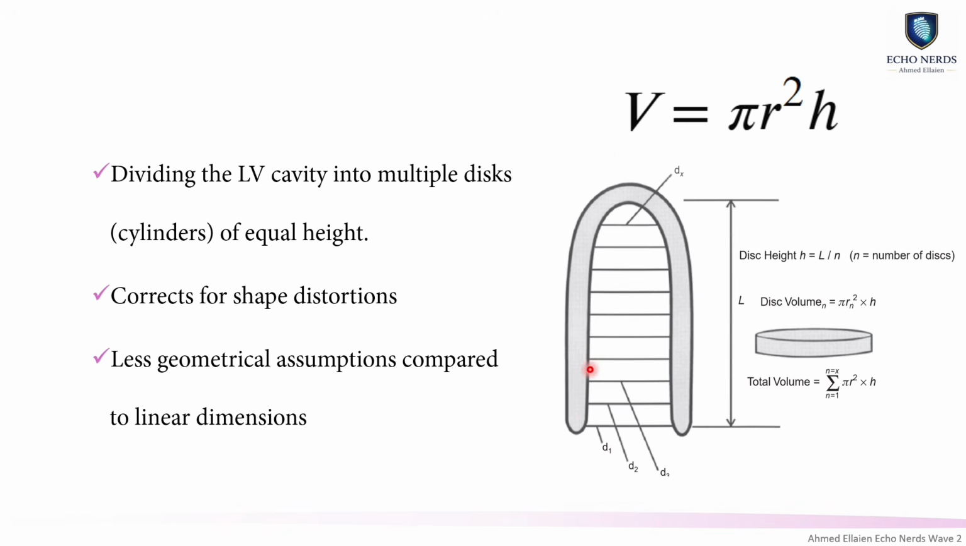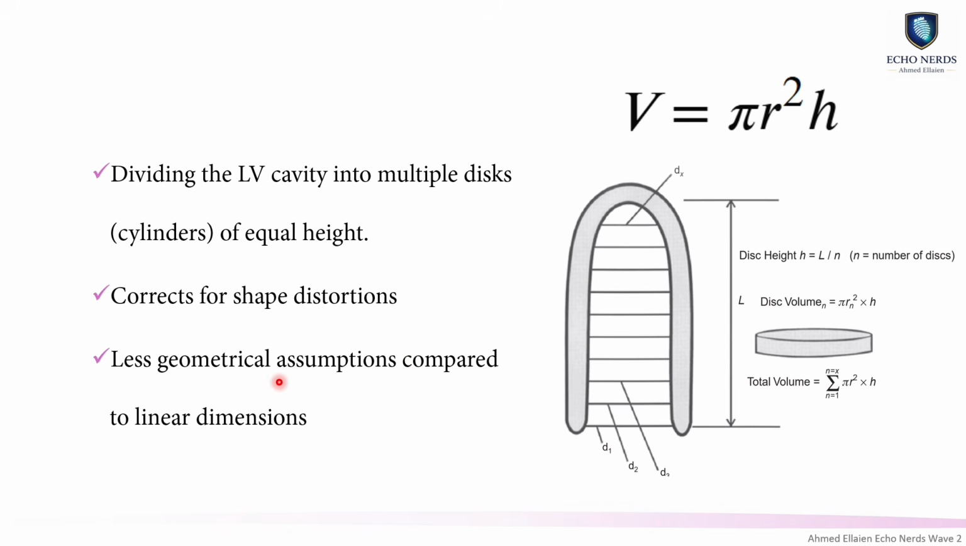this inner line of the LV, or the tracing between the compact and spongy layer of the endocardium of the LV, as we will discuss later, we can get the outer end of each disc, and the machine can calculate finally the volume of each disc from this equation. And after calculating each disc volume, it will sum them up so that we get the final volume.